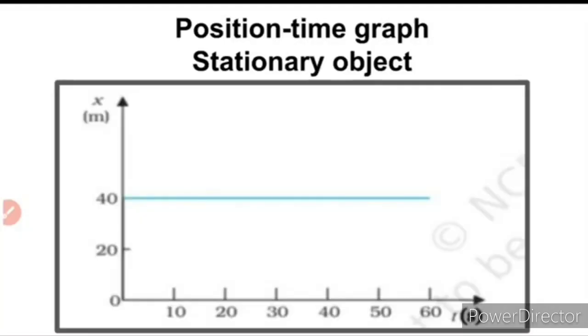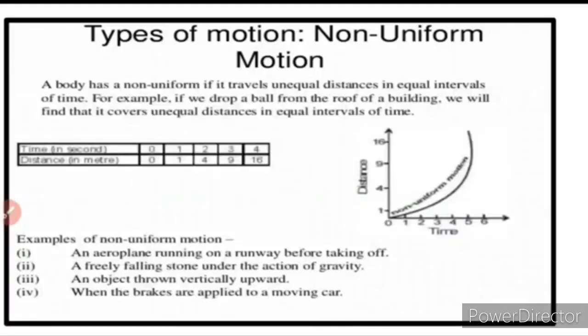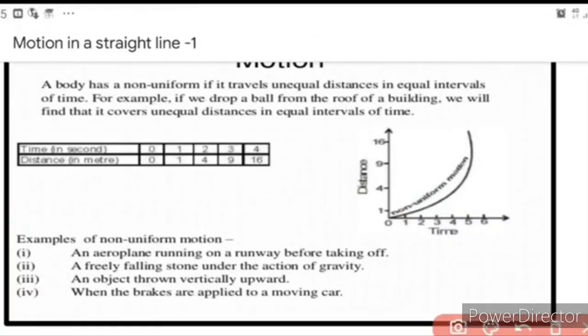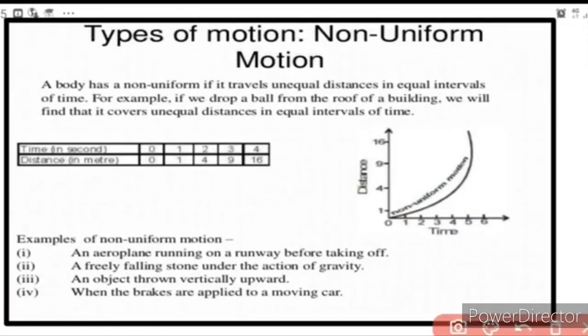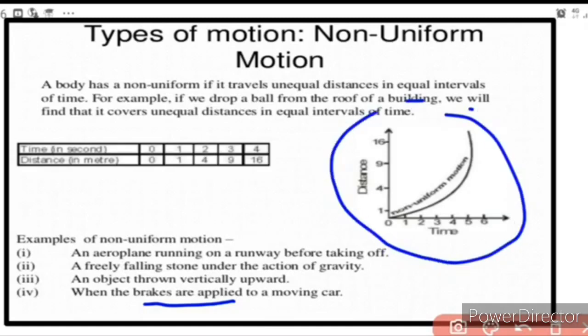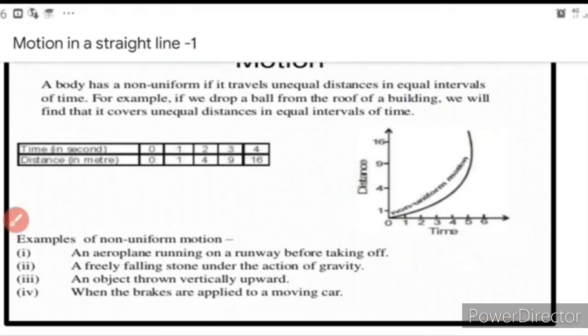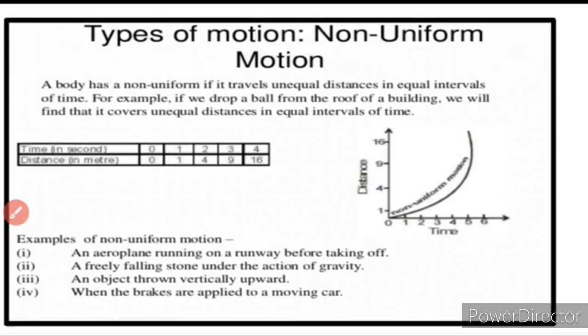There are many other examples also. We have the aeroplane running on a runway before takeoff, a freely falling body, and an object thrown vertically upward. All these are examples of non-uniform motion. When the brakes are applied, the motion of a vehicle is also an example of non-uniform motion. So if we draw the distance-time graph, you will get a curved graph like this.